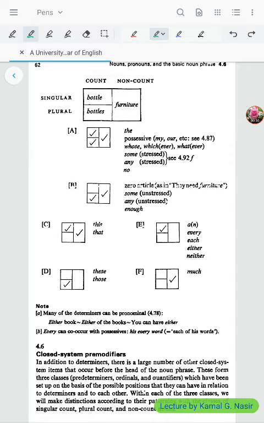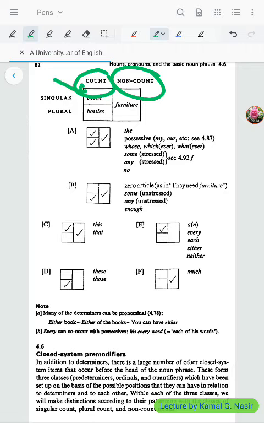What are determiners? Determiners are words or phrases which are added to the noun phrase or to the noun, and they may determine, modify or specify the reference of the noun. They are classified into 6 types here, and they may be decided according to the noun, whether it is countable or non-countable. Nouns are classified into countable and non-countable.